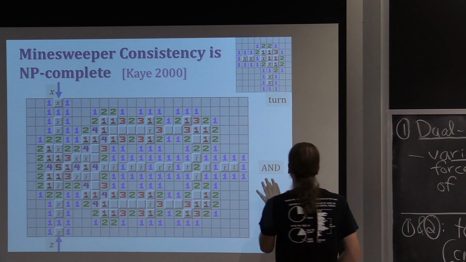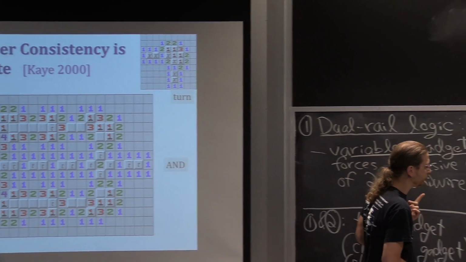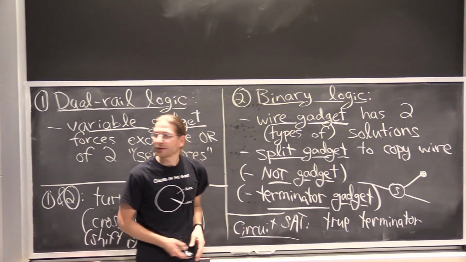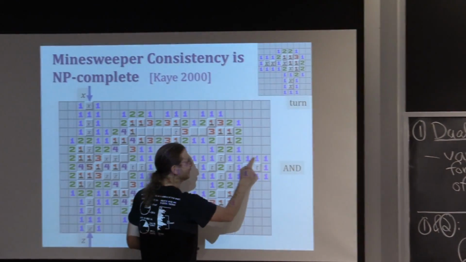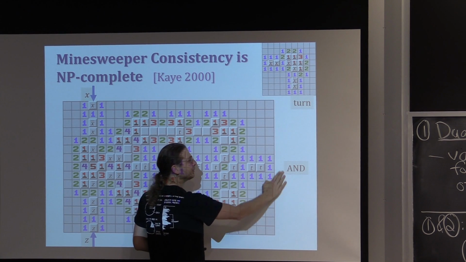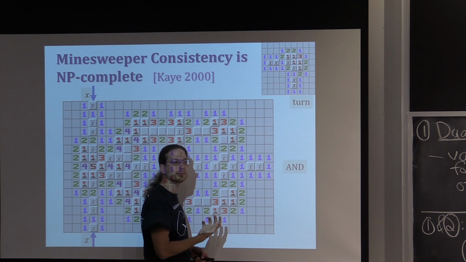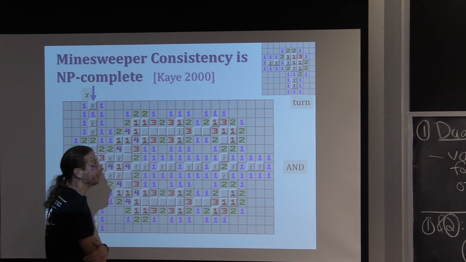Questions? I guess I did talk about termination, but we do need a true terminator here because we're doing circuit SAT. That's really easy. In fact, this would do it. Just ending with all ones means, in fact, if there's zeros out here, that means this has to be a bomb. And so that sets it to 1. So there's a true terminator for Minesweeper consistency.